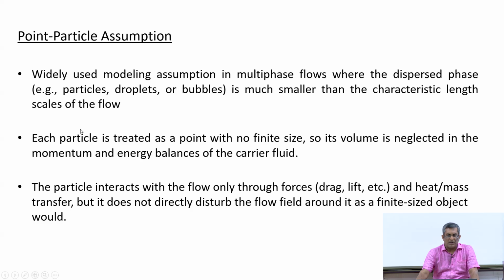Now in this case, what is the idea behind this type of model? In this case, we treat each particle as a point with no finite size. So what is meant by this? You imagine you have a particle in the flow, but it does not have a finite volume which is occupied in space. It is considered as a point. You account for all the forces, you account for all the heat transfer, but you assume that it is physically not occupying any space.